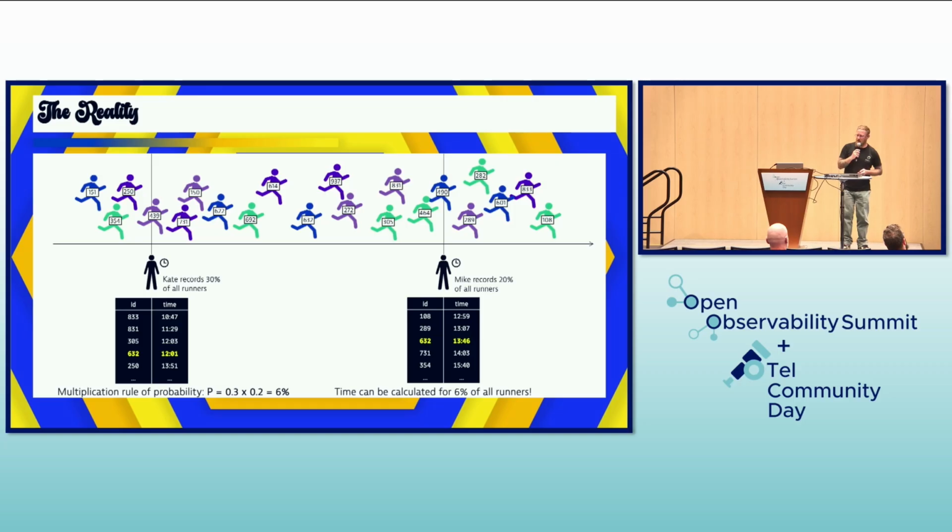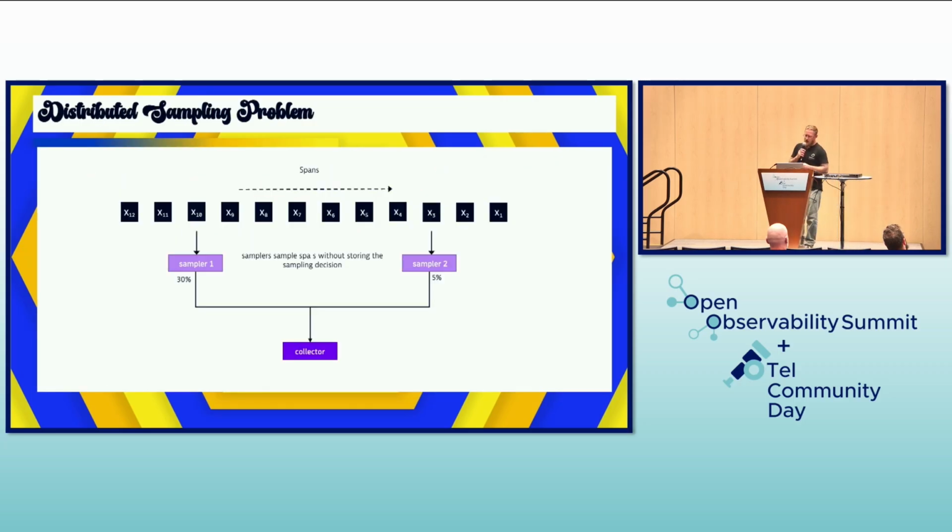Not really. So this is actually what happens when we're sampling. We have a distributed system, and we have different stages, different microservices. One service says, I'm going to sample at 30%, and the other one says, I'm going to sample at 20%. And then we end up sending to a backend only 6% of the data, which is quite low.